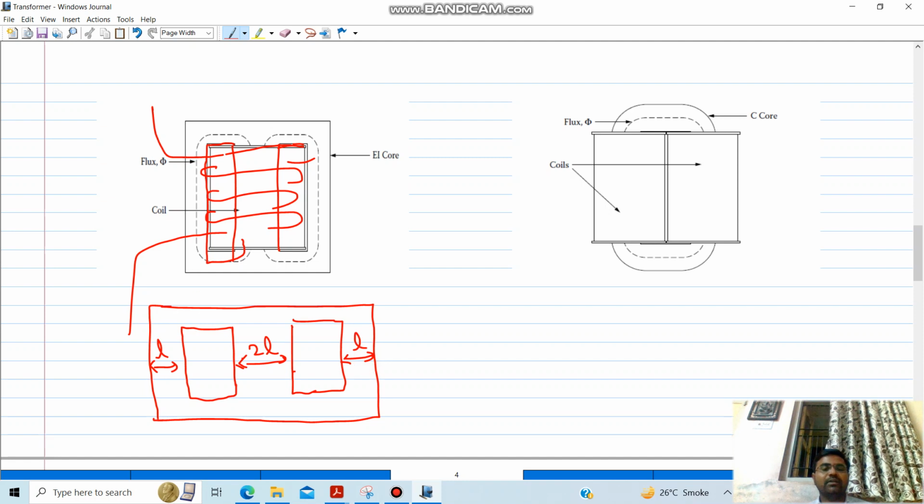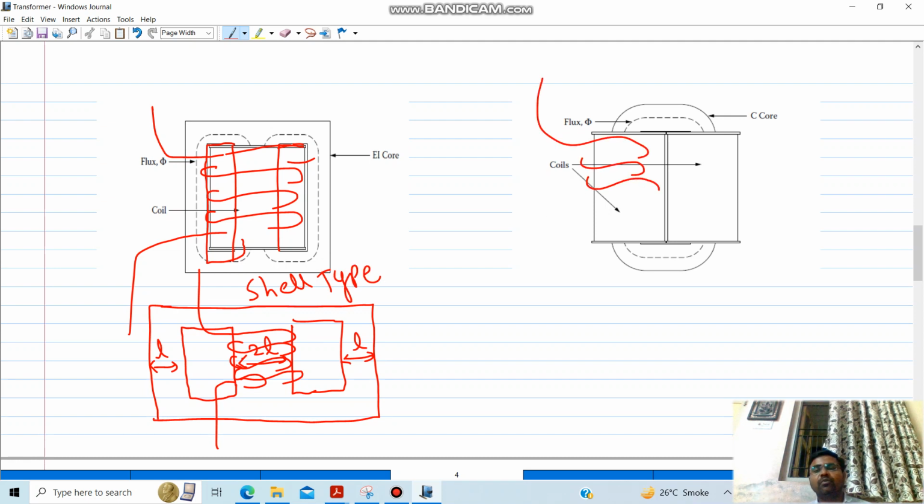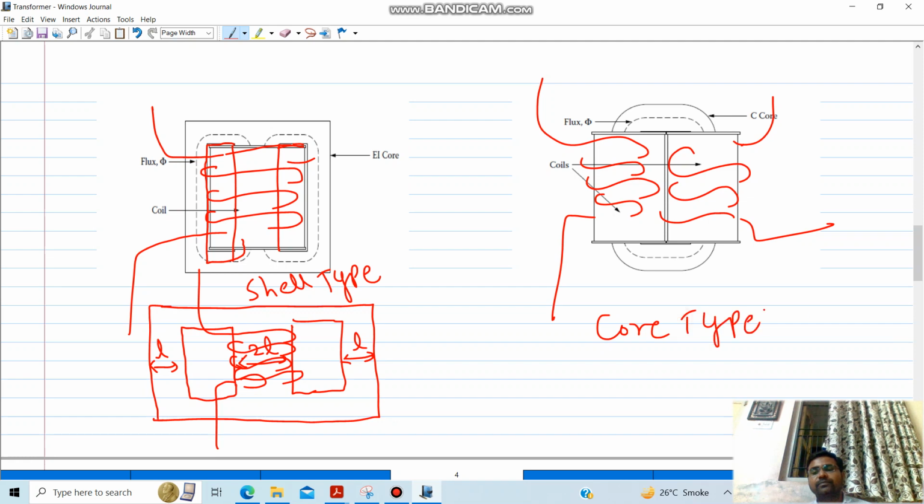Now if you are doing windings on the central limb, then it is known as a shell type transformer. And if you are making windings on both the limbs, then it is known as a core type transformer. This is a core type transformer.